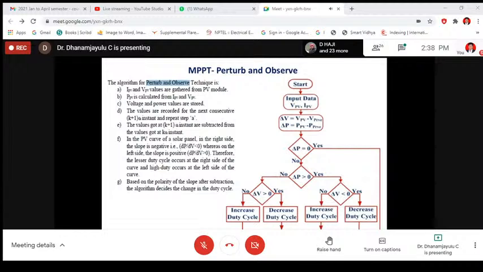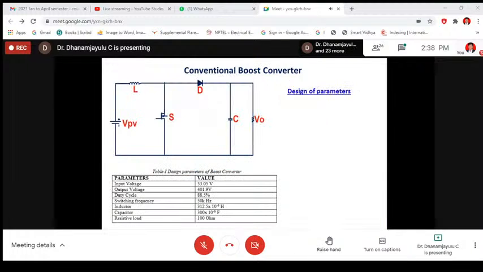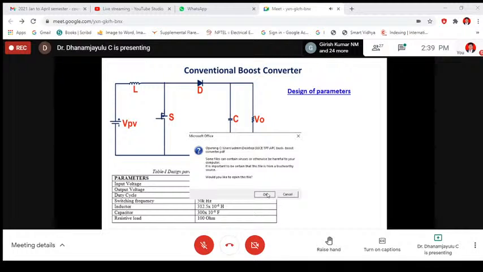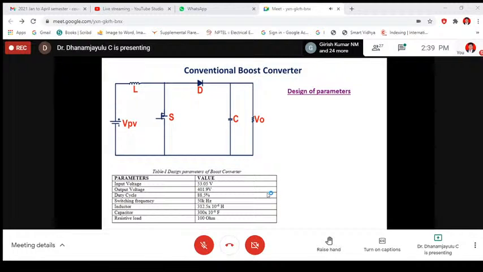So when it comes to the conventional boost converter, this is a simple boost converter. It consists of one inductor, one switch, and one diode. I think you can have the design equations, so I am going to show the design equations for you. Are you able to see one more slide? Yes. So this is a boost converter design.